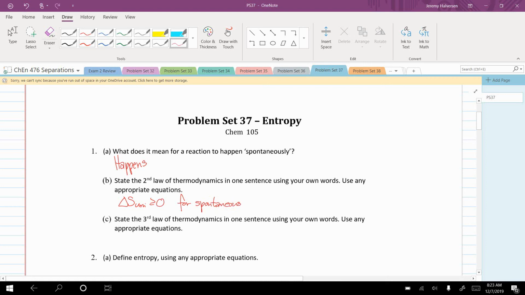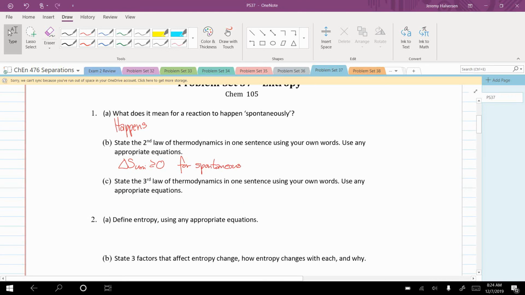All right, and then state the third law of thermodynamics in one sentence using your own words. Use any appropriate equations. So the third law of thermodynamics is that the entropy equals 0. Now again, that's not change in entropy. That's just actual entropy. Just the value itself is going to be 0 for a perfect crystal at 0 Kelvin.